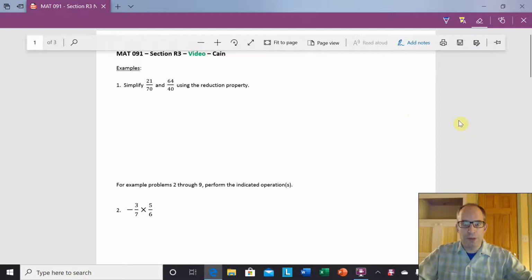Section R3 mostly has to do with fractions. Reducing fractions, multiplying and dividing, adding and subtracting where you need to get a common denominator, that kind of stuff.